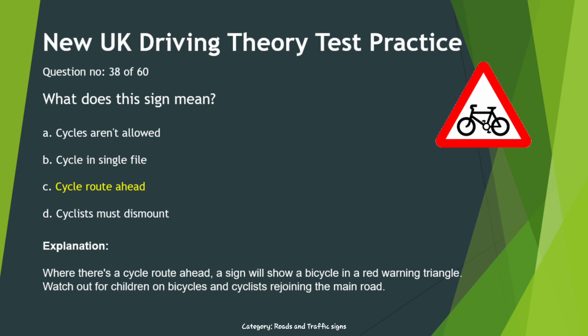Cycle route ahead. Explanation. Where there's a cycle route ahead, a sign will show a bicycle in a red warning triangle. Watch out for children on bicycles and cyclists rejoining the main road.